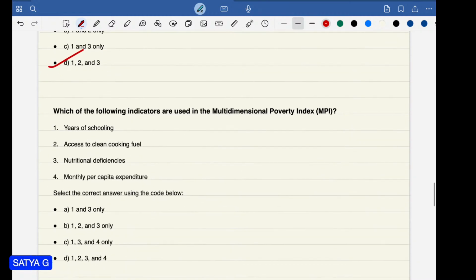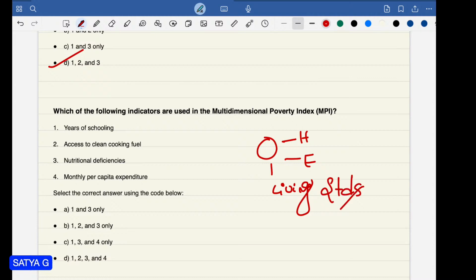Which indicators are used in the Multidimensional Poverty Index? Friends, we all know we have health, education, and living standards. These are the key areas. But the question is slightly different. They are mentioning years of schooling, so that comes under education, that is correct. Access to clean cooking fuel, let it be put aside. Nutritional deficiency, yes, it comes under health. And monthly per capita expenditure: nowhere is it related to either income or consumption, so it is the wrong answer.